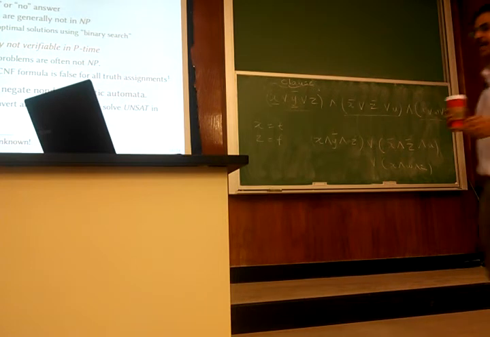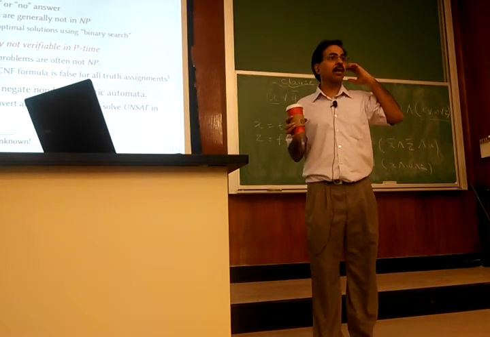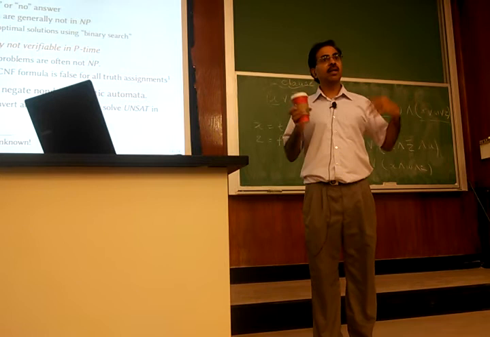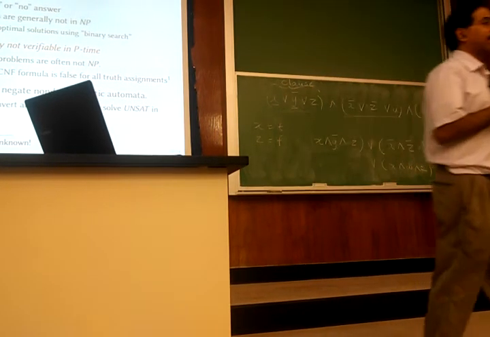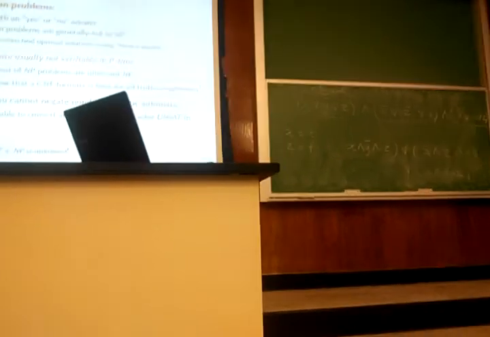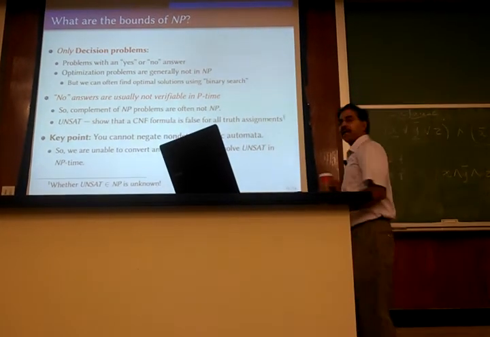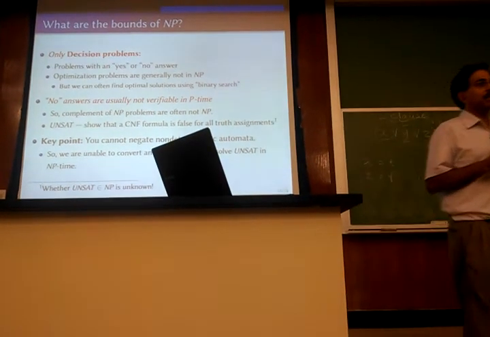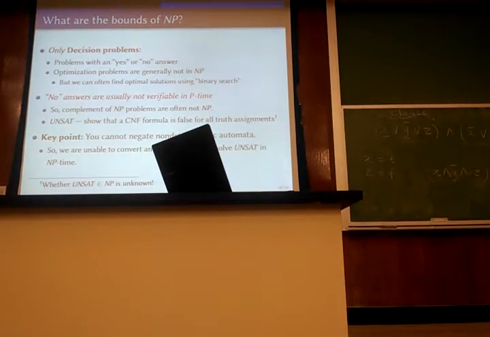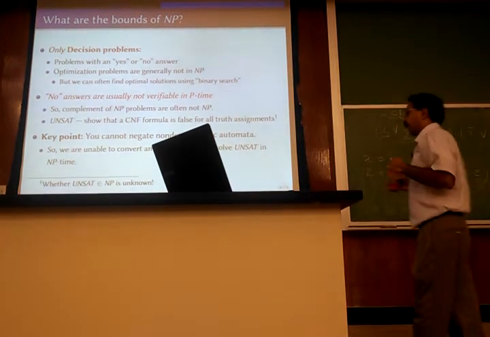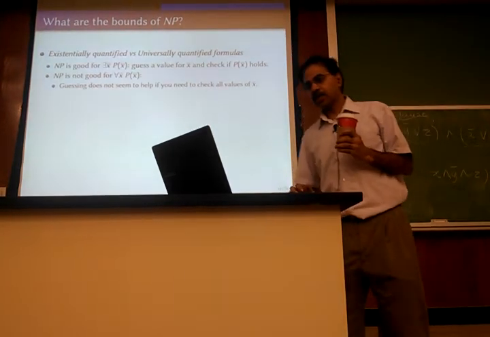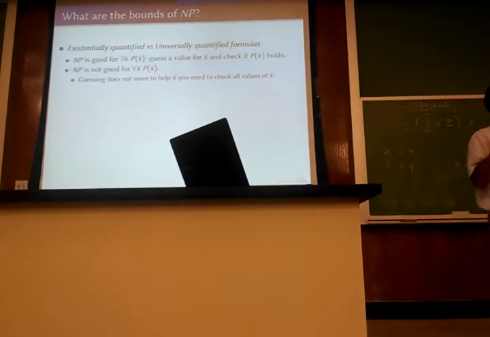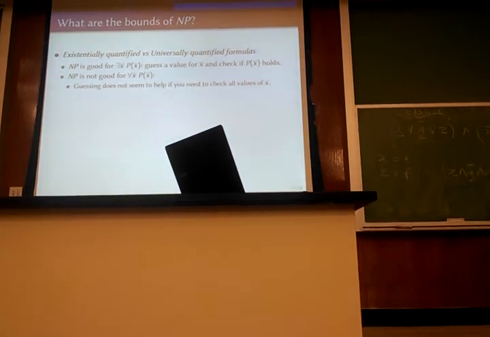Okay? And once you do that, obviously, going from an NFA to a DFA, you are causing an exponential blow up, right? So what that tells you is that negating an NFA is not something that you can do very efficiently, and the same kind of idea comes up here, that you have these NP problems where if the answer is yes, you can verify the answer quickly, but if the answer is no, there's no easy way to verify. Okay, so this comes back to this issue of existentially quantified versus universally quantified formulas.